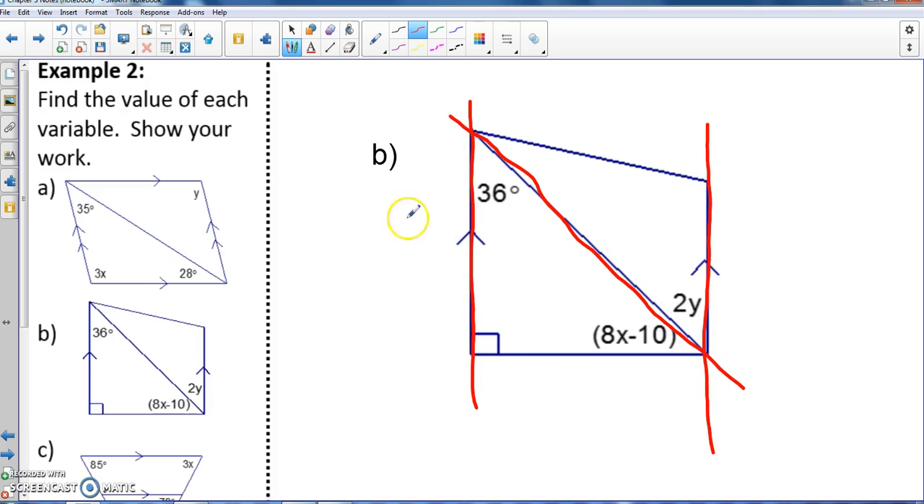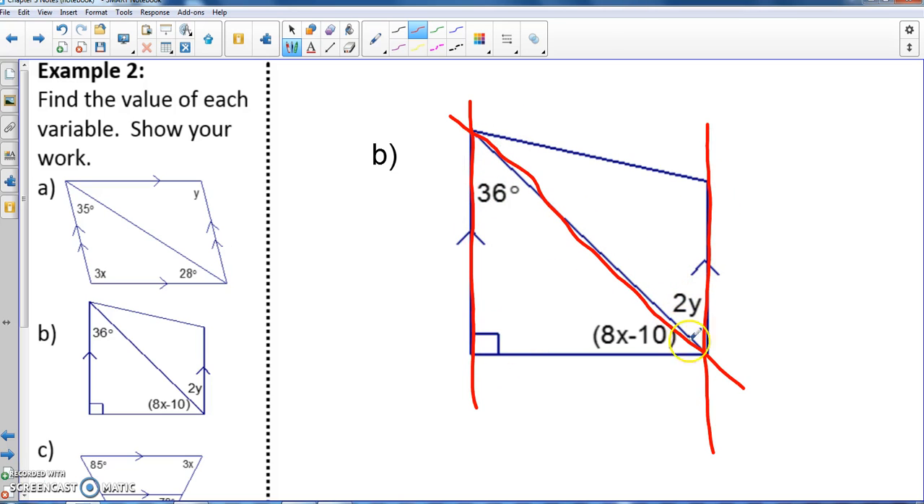And again, if you want to turn your paper, turn your notebook so that the lines that are parallel are going horizontal and that's easier for you, please do that. Okay, so I've got this 36-degree angle and this 2y angle. What kind of angles are those two angles?